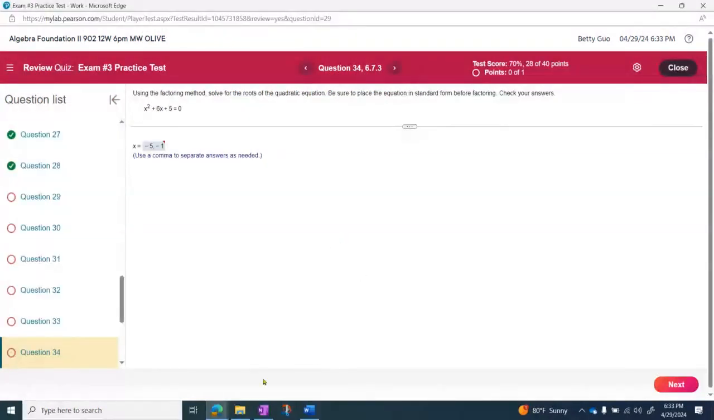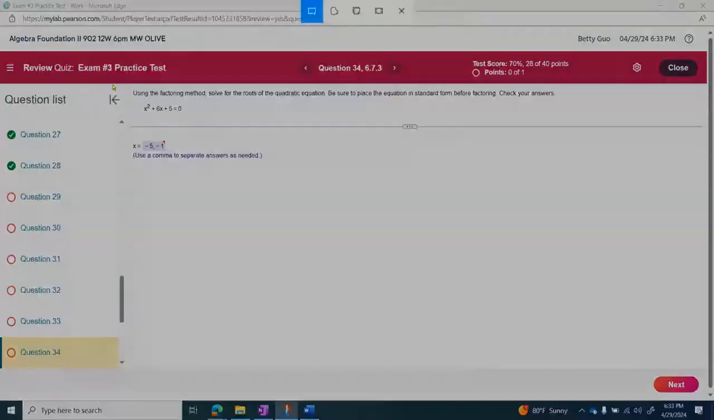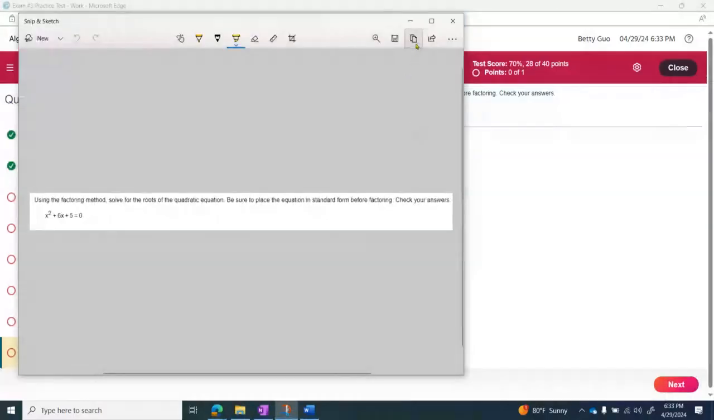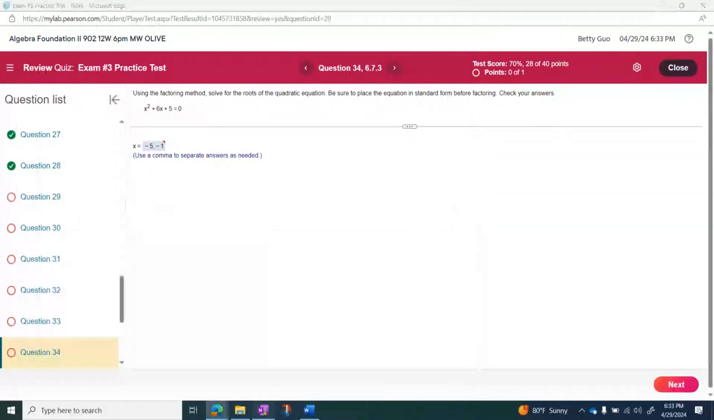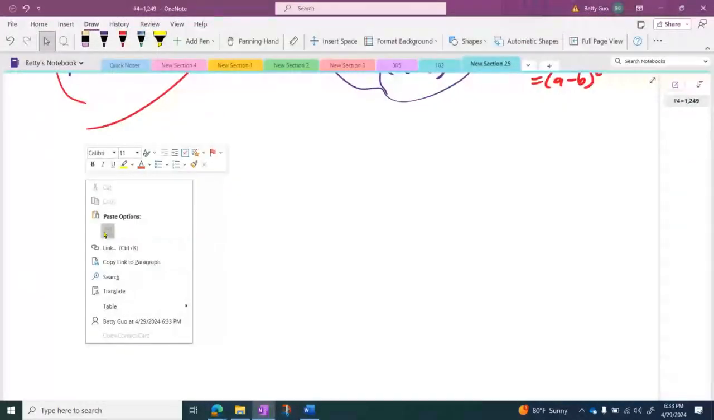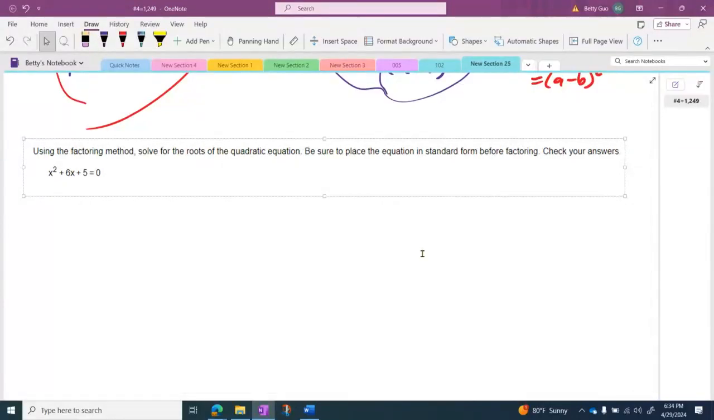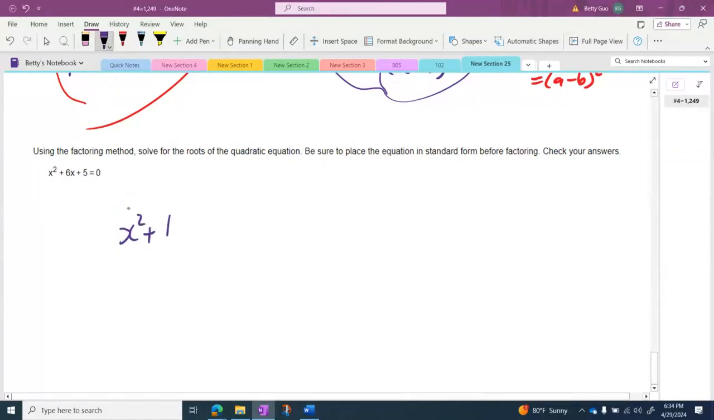Next, let me copy paste. Use the factoring method to solve the equation. Write the equation in the standard form first. This equation is already in the standard form. And this is a very doable problem, okay? This is not challenging at all. X squared plus 6x plus 5 equals 0.